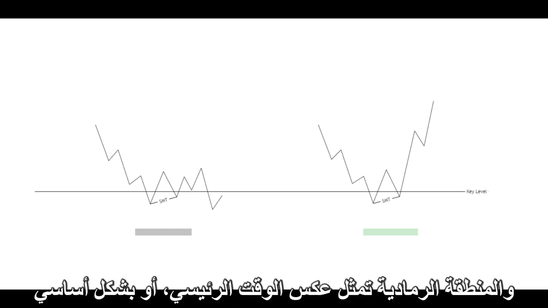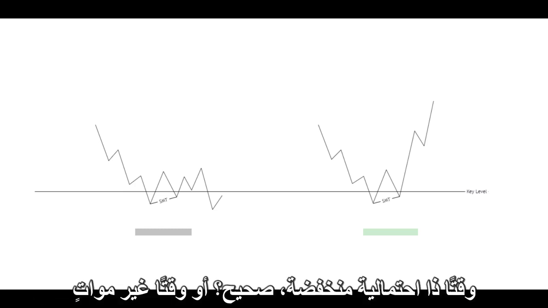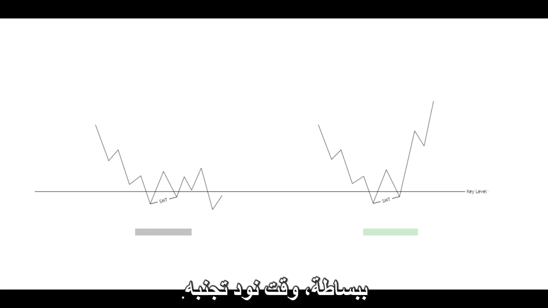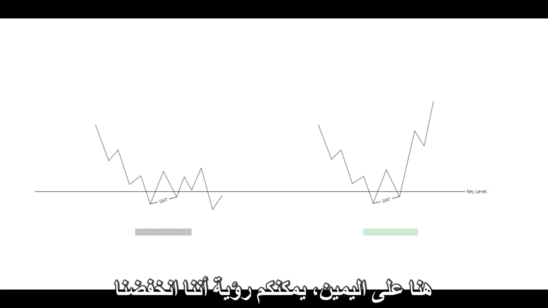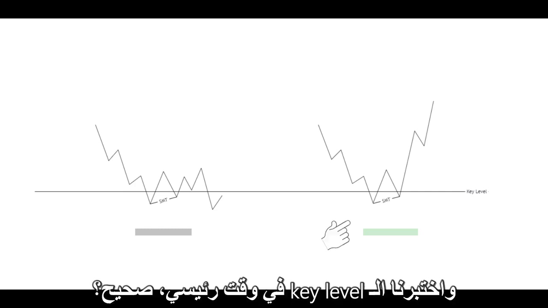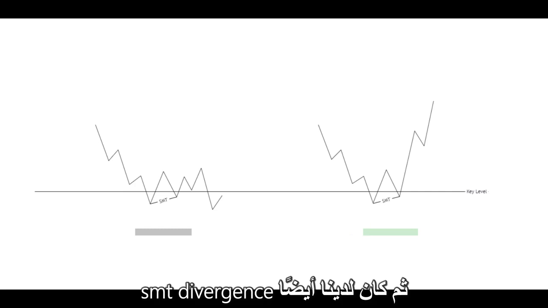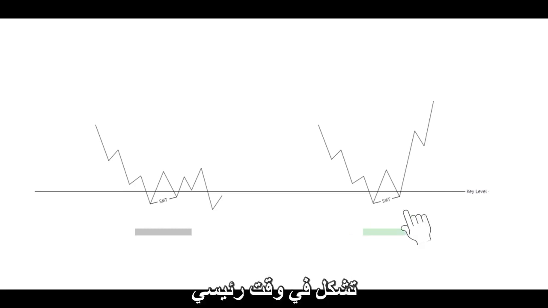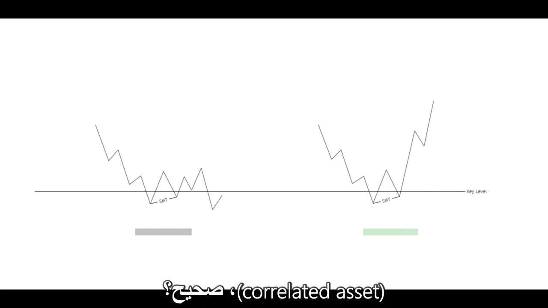And the gray area represents the opposite of a key time, or basically a low probability time, right? Or an unfavorable time. Simply time which we would want to avoid. So in the second graphic right here on the right, you can see that we came down below and tested the key level at a key time, right? And then we also had an SMT divergence formed at a key time with its correlated asset, right?